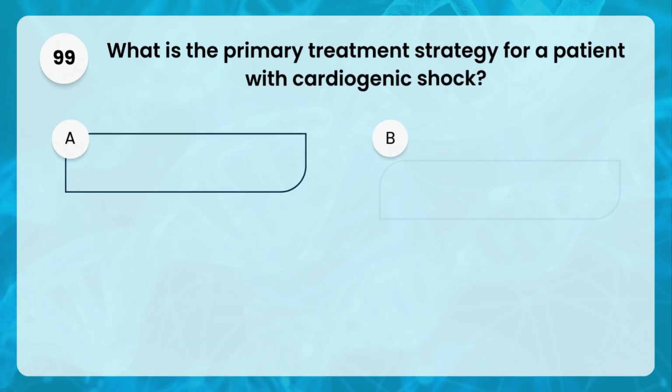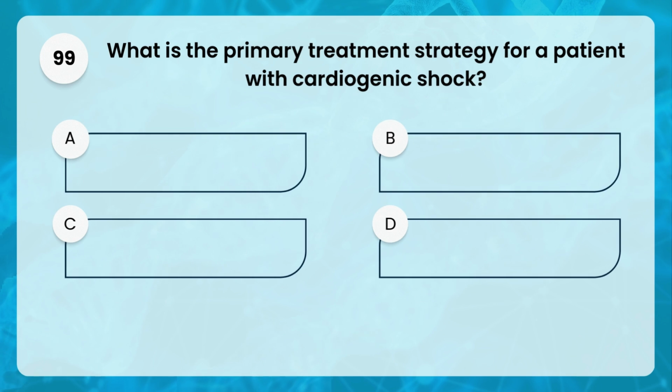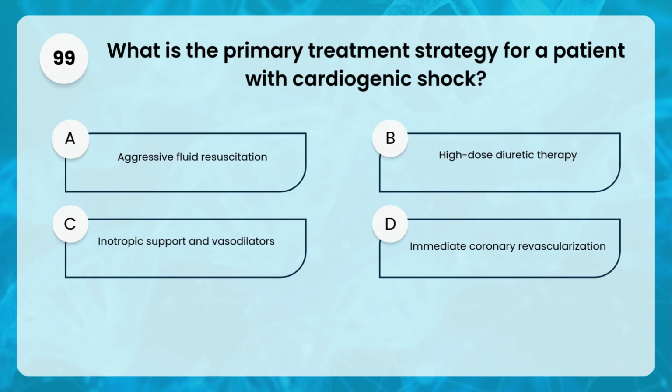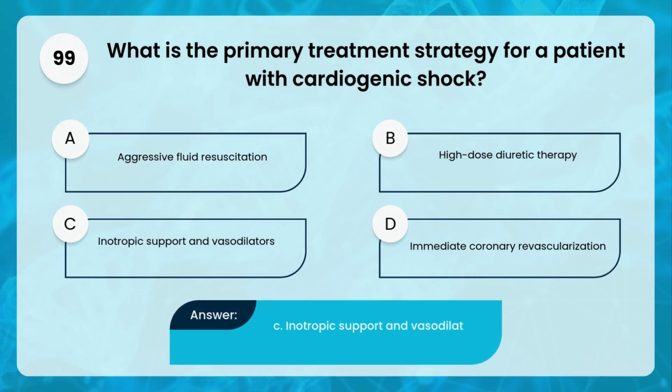Number 99. What is the primary treatment strategy for a patient with cardiogenic shock? A. Aggressive fluid resuscitation. B. High-dose diuretic therapy. C. Inotropic support and vasodilators. Or D. Immediate coronary revascularization. The answer is C. Inotropic support and vasodilators.